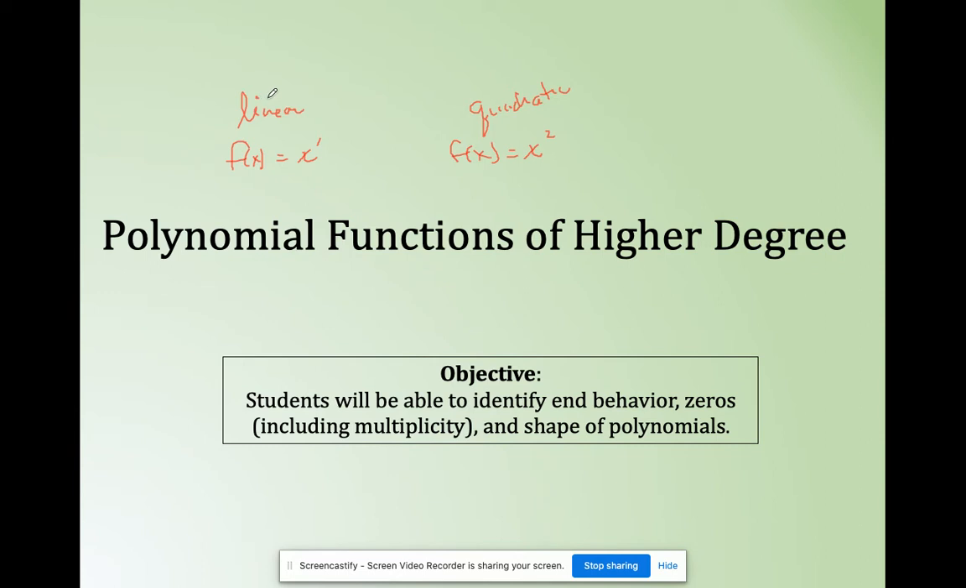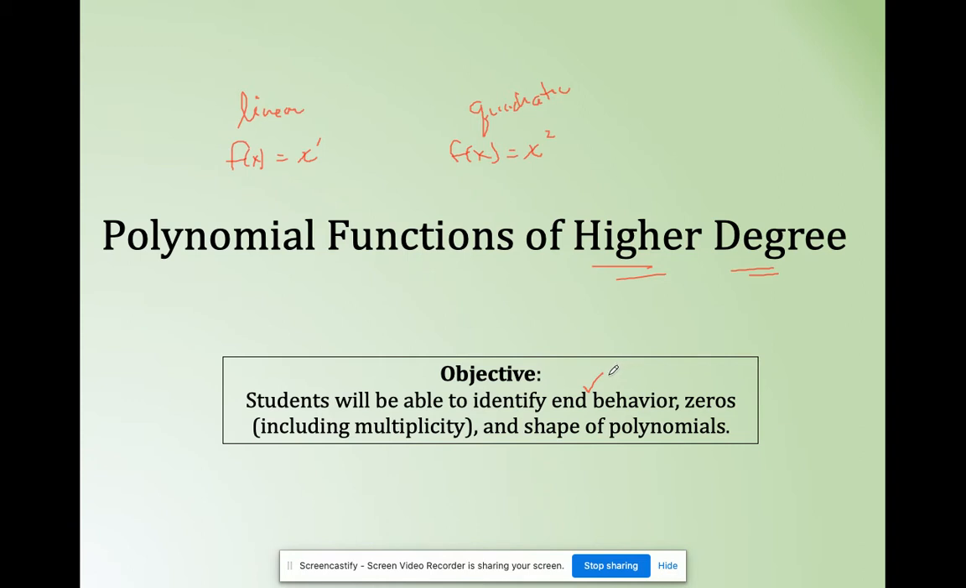Then you take a little bit of a break and you do geometry, and then you come back into Algebra 1 and you do more with lines and quadratics. And then you start to go to higher degree. So we are going to talk about all the things that we did last year with higher degree polynomials and behavior. We're just going to formalize that.